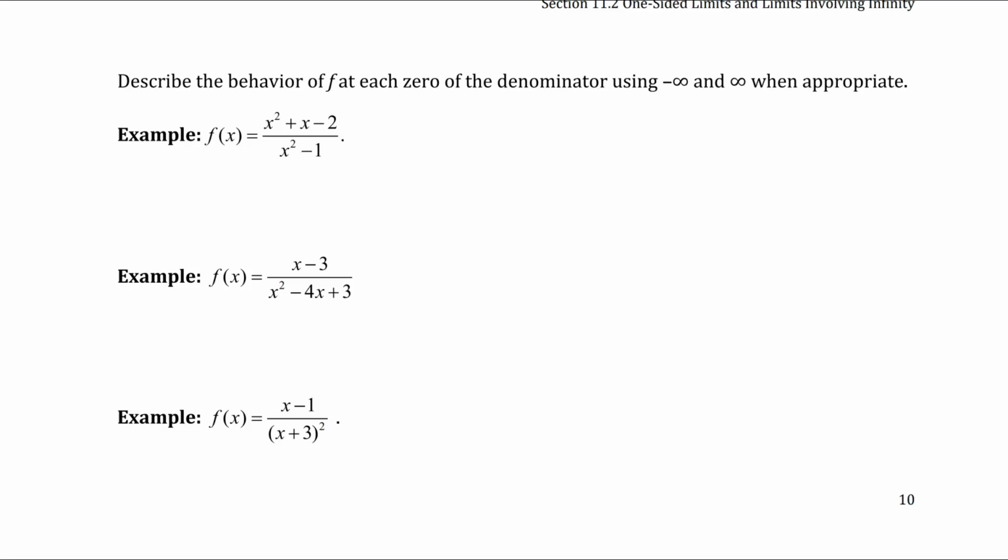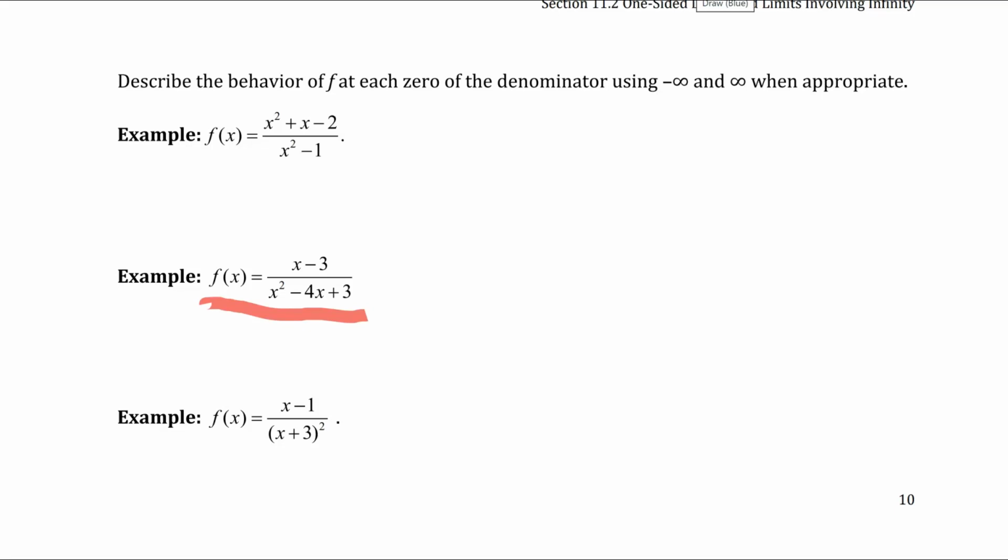Now let us consider the following functions and describe the behavior of the function at each zero in the denominator using negative or positive infinity when appropriate. So let's consider the second example here, the function f of x equals x minus 3 divided by x squared minus 4x plus 3.